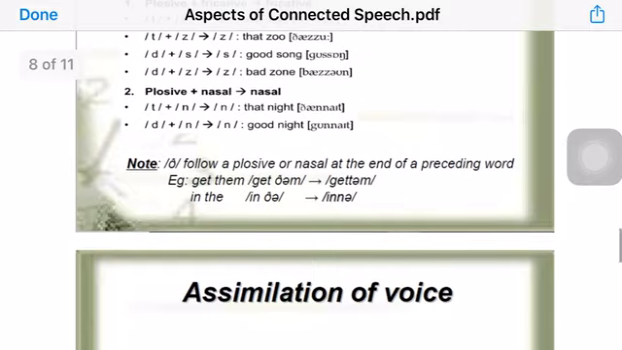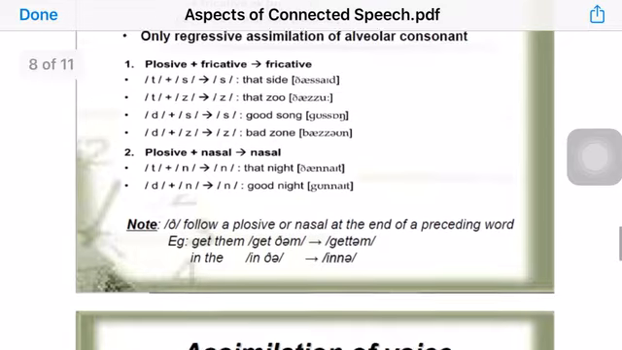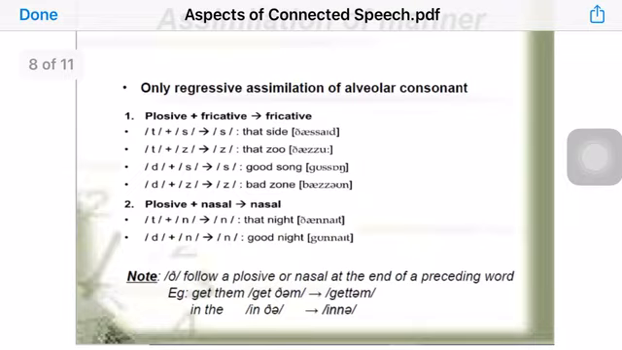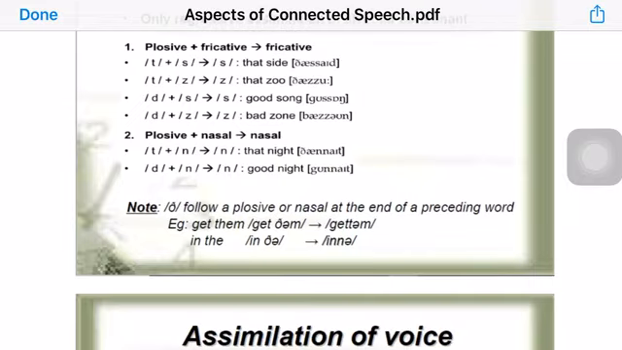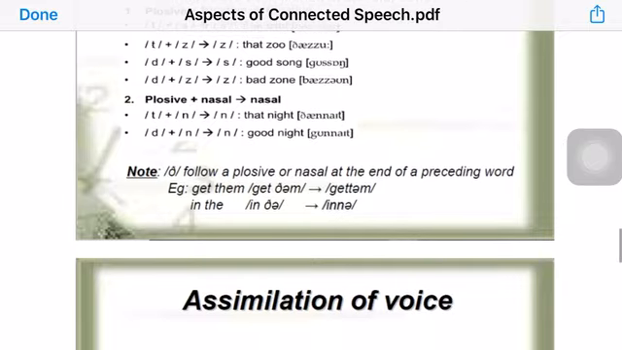The second case is when we have plosive plus nasal. Plosive sound plus nasal sound, and the resultant sound will be nasal as well. Because as I said here, it's a regressive assimilation only. So the effect moves backward from the second sound back to the first one. So let's take some examples.